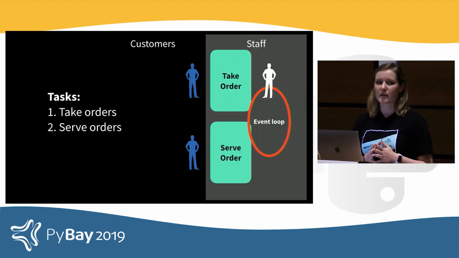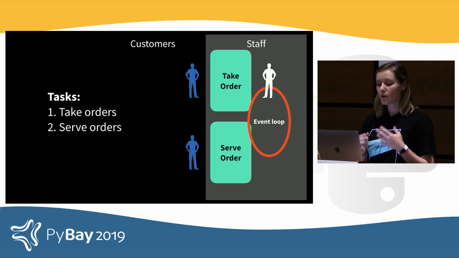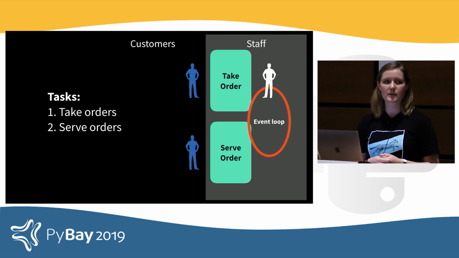Let's revisit our restaurant example. We have two tasks that the person behind the counter needs to do: take orders and serve orders. And in order to do this concurrently, the event loop will be switching the person behind the counter between these two tasks.